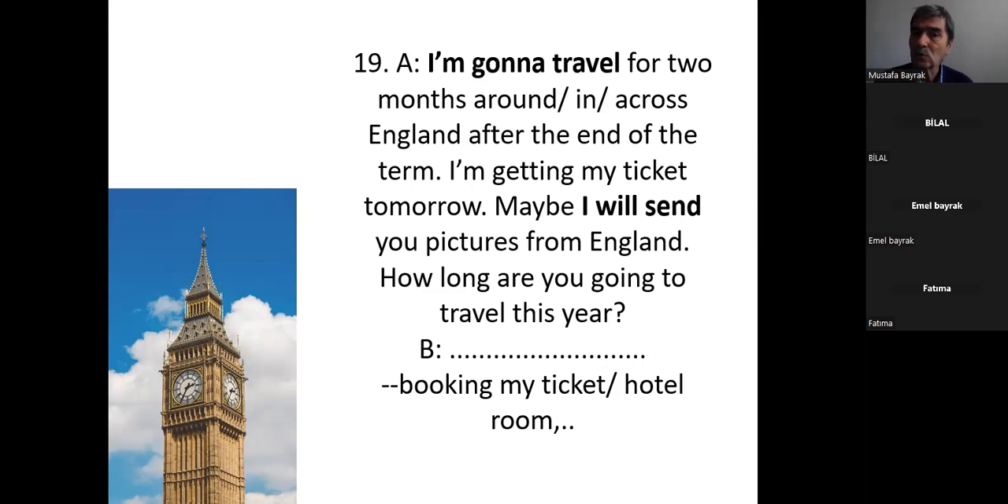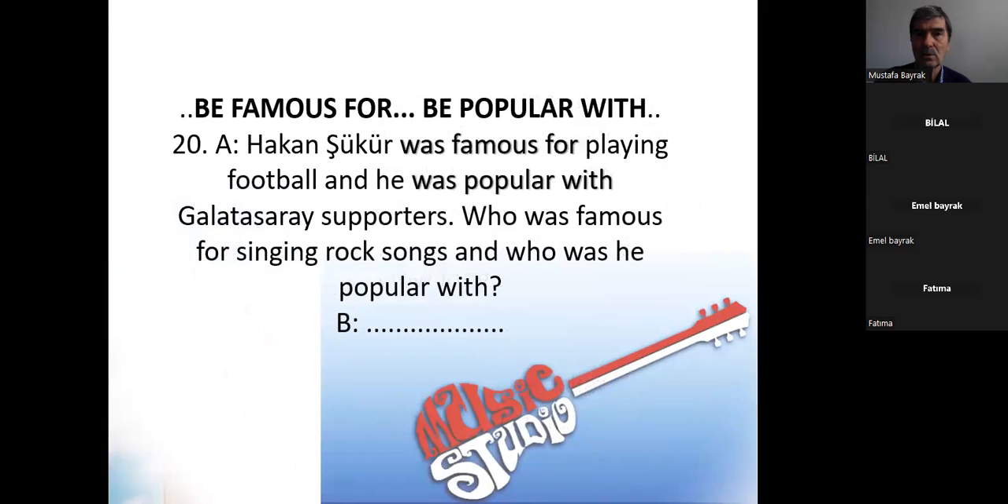For example, when will you book your ticket? When will you book your hotel room? Okay, we can make sentences like this. Book. Be famous for, be popular with. Let's try to see the difference between them. Okay, be famous for, be popular with.